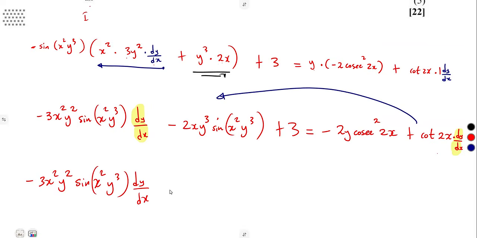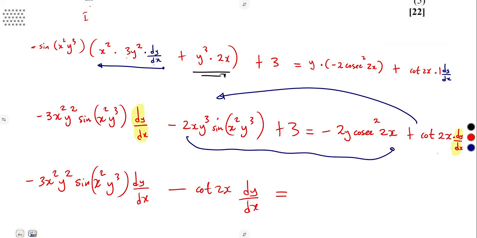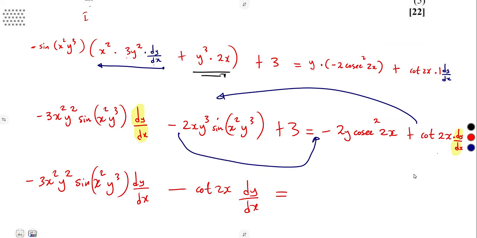Then taking this to the other side is going to be a negative. So that's negative cot 2x dy/dx equals what? We're going to take these other terms to the other side of the equation. Considering this negative to the other side, it's going to be a positive.